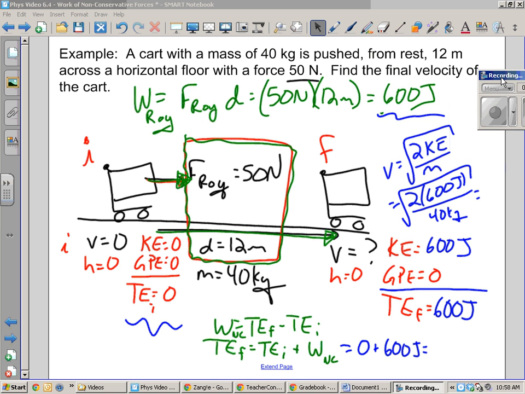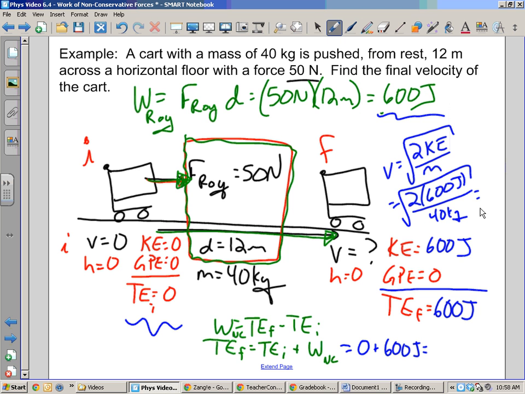It turns out to be about 5.5 meters a second. Oh no.